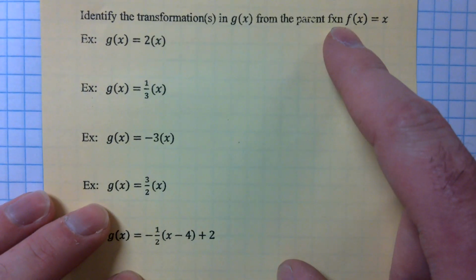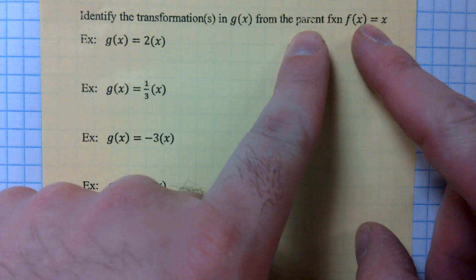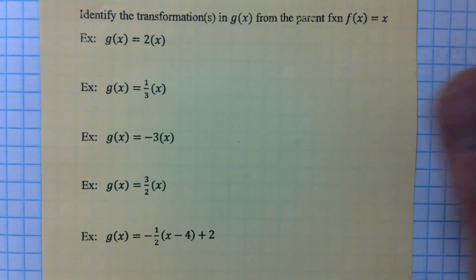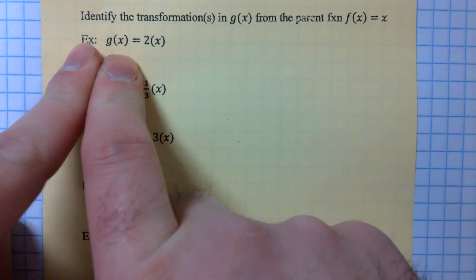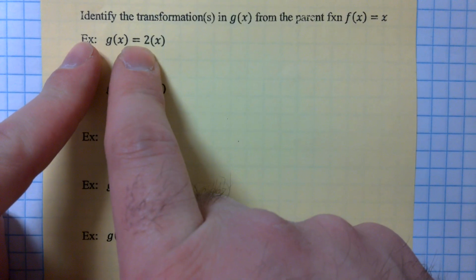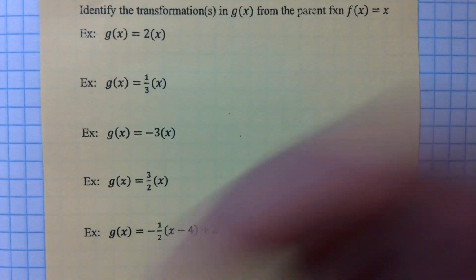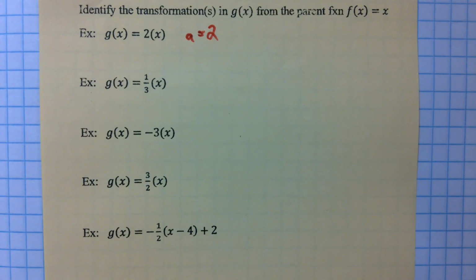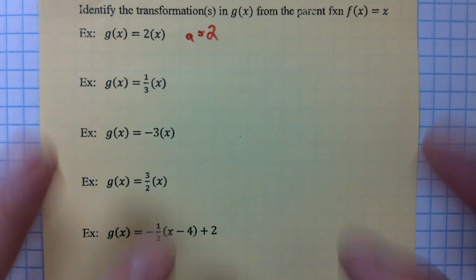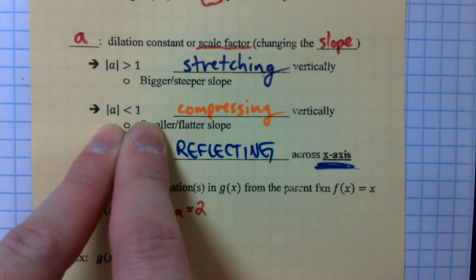So let's take a look at some g of x's. My parent function here, abbreviation fxn, is f of x equals x, right? That's my typical starting point, my parent function. Let's say I do something to it to where I get g of x, which is equal to 2x, all right? What is my a value here equal to? 2, right? What is the absolute value of 2? 2. So, is my a value bigger than 1 or less than 1?